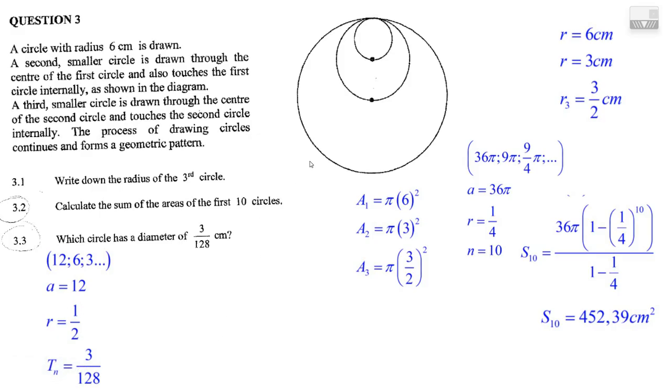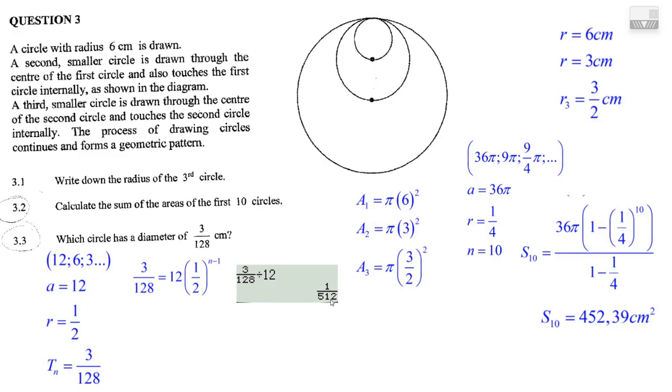I want to find out what term is 3/128. So I just use that. Tn equals A times r to the n minus 1. Well, there's your Tn, the term we're looking for. There's your A, 12. There's your r, half. We're solving for this. If you take 3/128, let's divide by this 12.